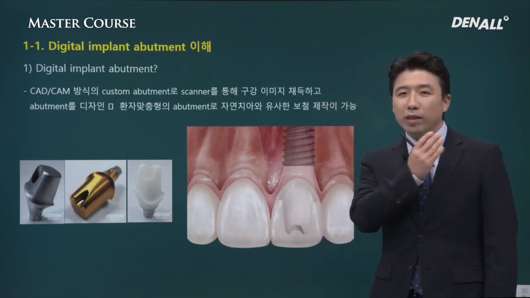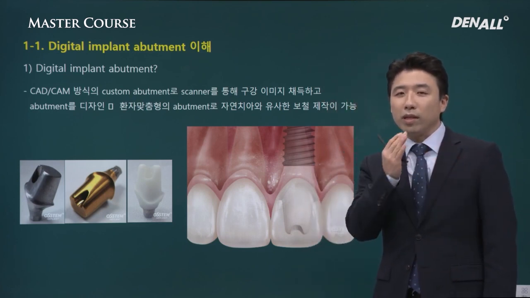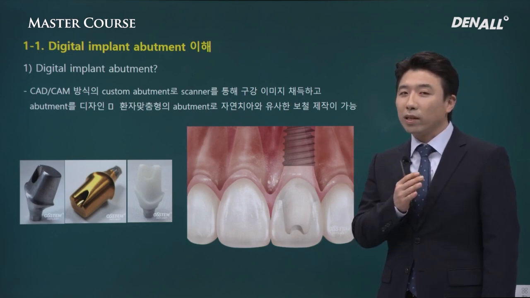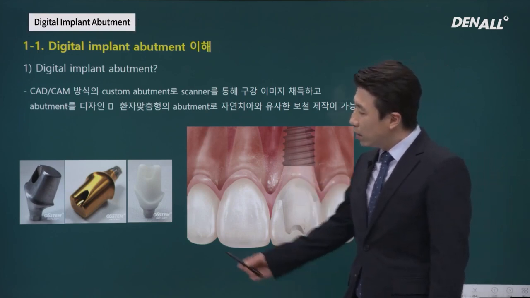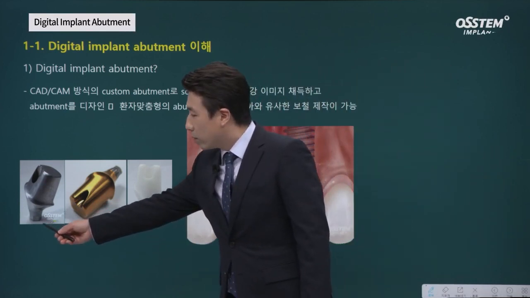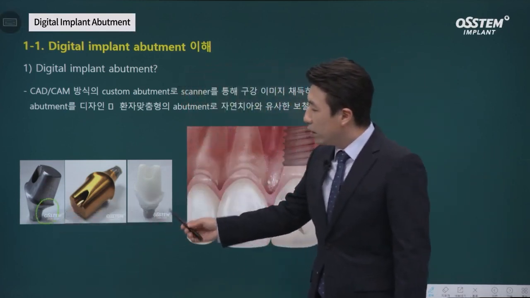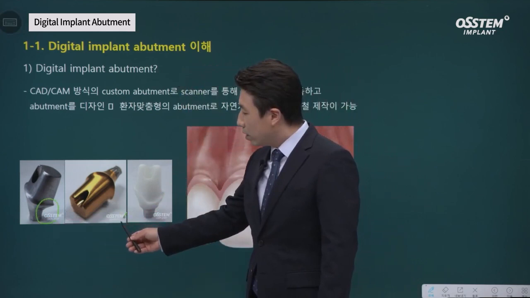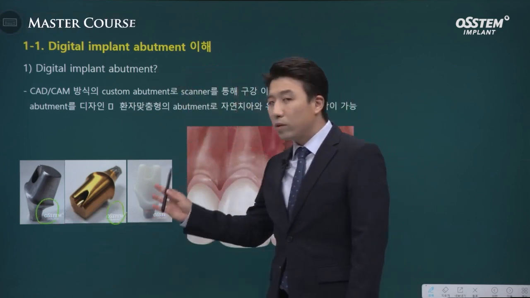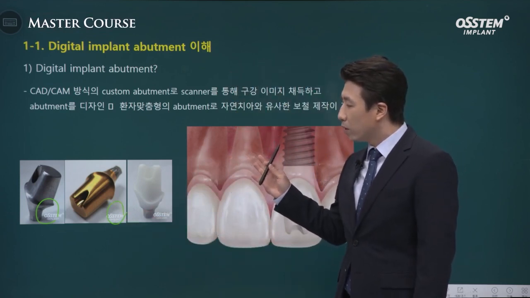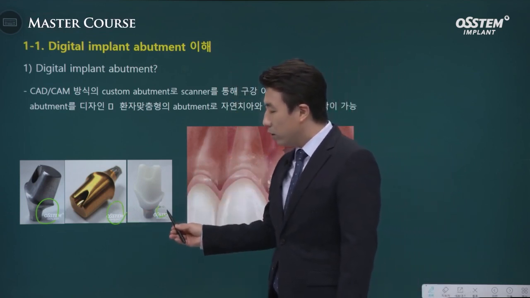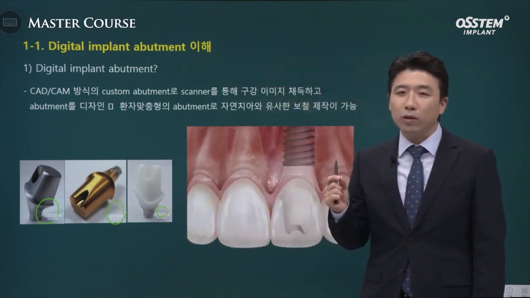Scan data is used to design the prosthesis, and it is fabricated. Custom abutments are fabricated. Here is titanium abutment. You can do gold coating or anodizing to provide a more yellowish shade. This is zirconia link abutment. Zirconia is added here on the abutment.